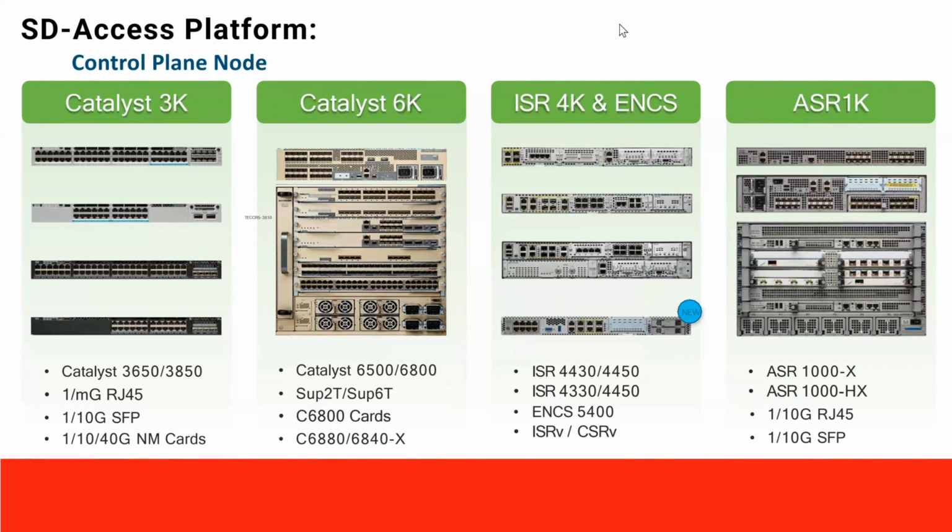You have the Catalyst 3K, the Catalyst 6000, which is 6500 or 6800, which most of them have in VSS, and most of the networks I've seen this. Even the ISR 4000 series can be used as a control plane node. The ISRv, CSRv can also be used. The ASR 1K, but again, using this device would be okay, but using a chassis for the control plane depends on your requirement, how expanded your network is. Based on that, you can decide which specific platform to go ahead with. So this was all about control plane nodes.